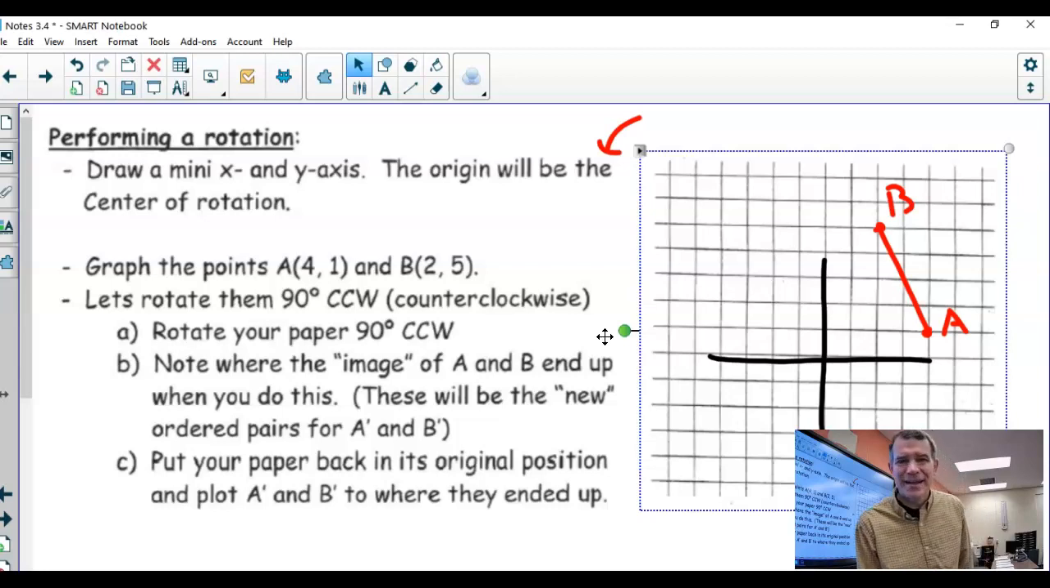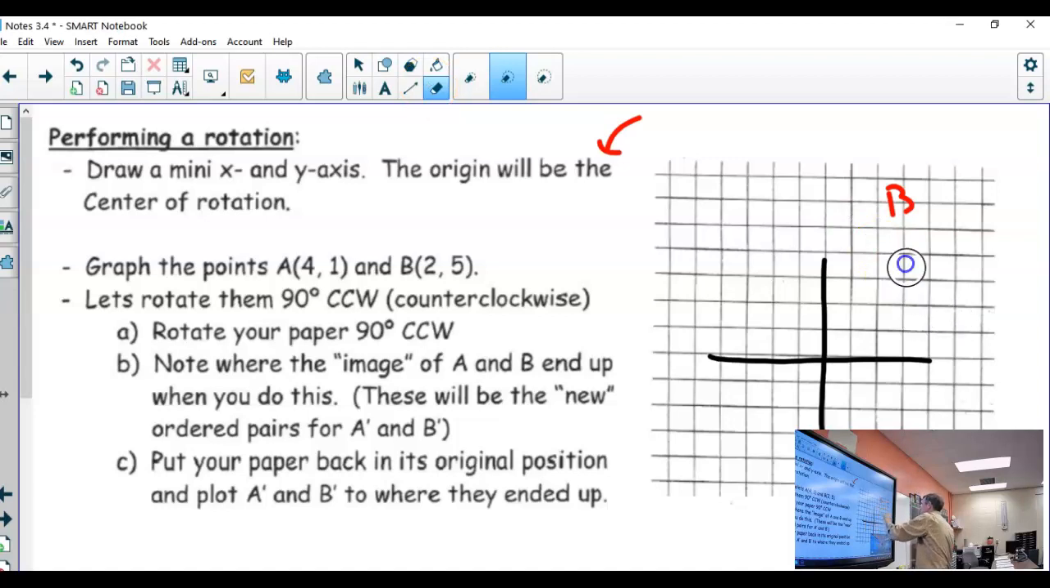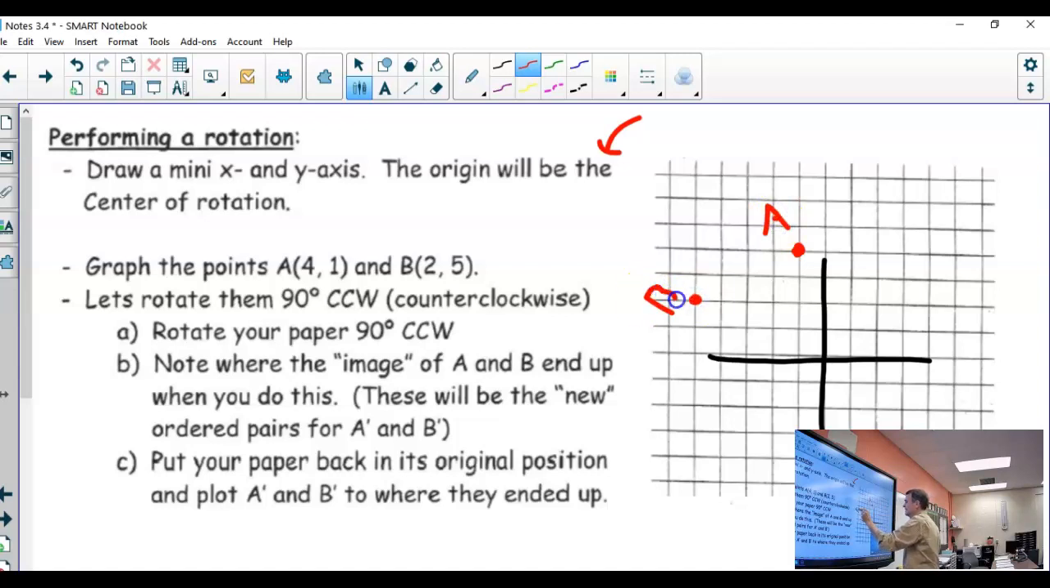Now, unfortunately, because I did not do this ahead of time, my red segment did not rotate with me. So that is unfortunate, but I can fix that real quickly here. So that would have ended up, let's see, that is where A ended up and B was here. And that is where your segment should have ended up when you rotated 90 degrees counterclockwise. All right, the CCW, counterclockwise.